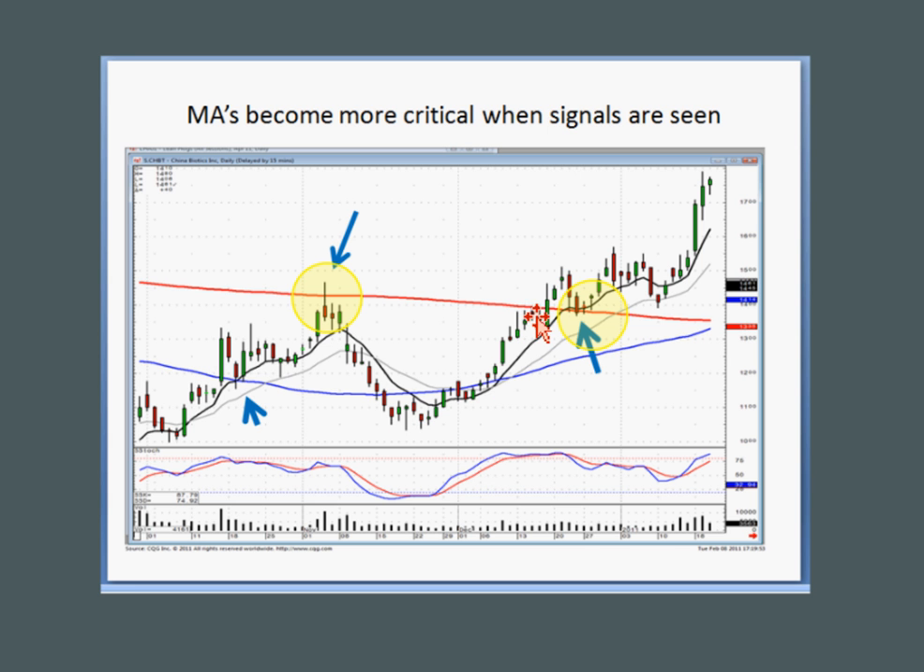Next time they come up through the 200, the candlestick signal tells us they aren't resisting, and they come back and act as support. That tells us our uptrend's still going to remain in progress.